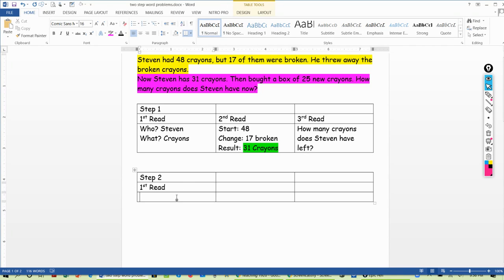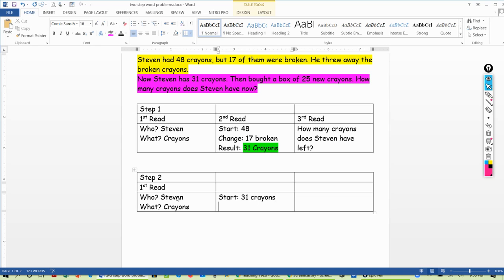So who: Stephen. What: crayons. And what is the start here? This 31, and change. The new change is 25. The new start is 31. The change is 25. And what's the result? So what do you need to find here? How many crayons does Stephen have now?